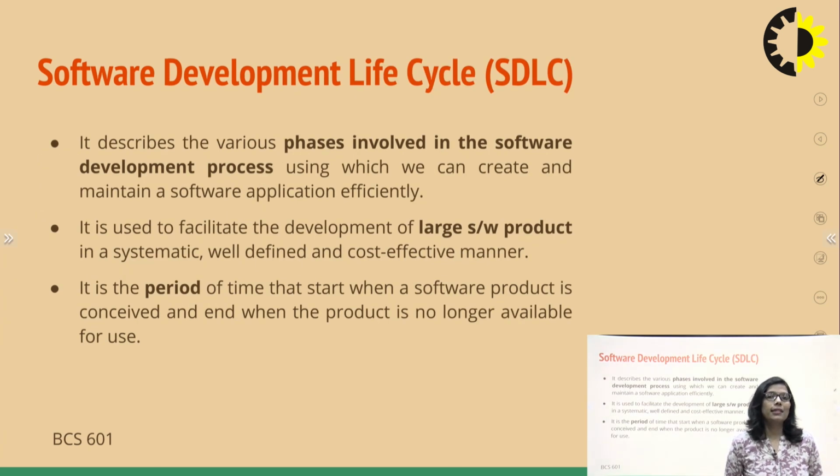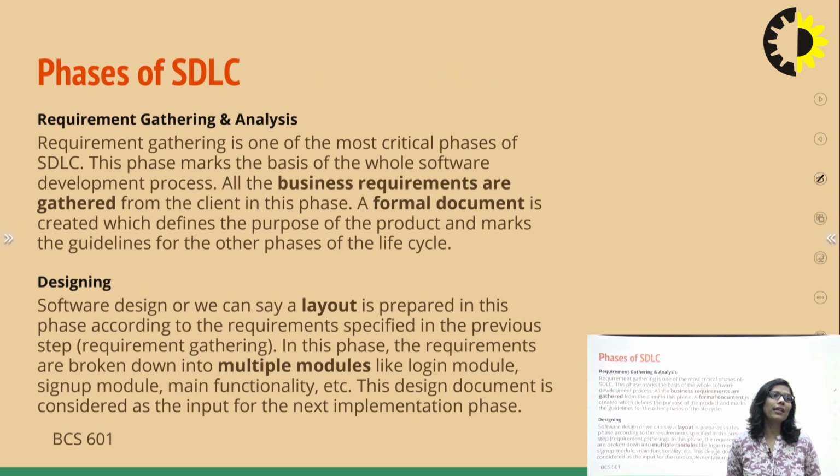So what is SDLC, the Software Development Life Cycle? It describes the various phases involved in the software development process. The steps we should follow to make a software all form your SDLC. It is also a period of time that starts when a software product is conceived and ends when the product is no longer being used. When the concept of the software comes, that's where your SDLC begins, and when the software is last used, that's where the life cycle of the software ends. So what are the various phases of SDLC?